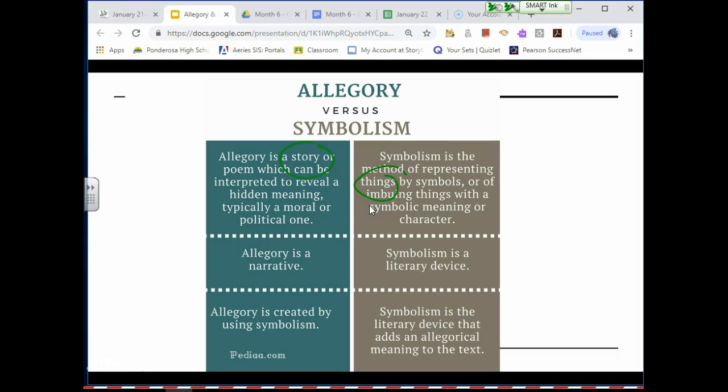Aiden, will you repeat what I just said? Allegory is a story. Good. Okay. So allegory is a narrative. Symbolism is a literary device. So remember, story versus device. An allegory is created by using symbolism, and symbolism is the literary device that adds an allegorical meaning to the text. Okay? So allegory, whole picture. Symbolism, small things that add up to the big picture.